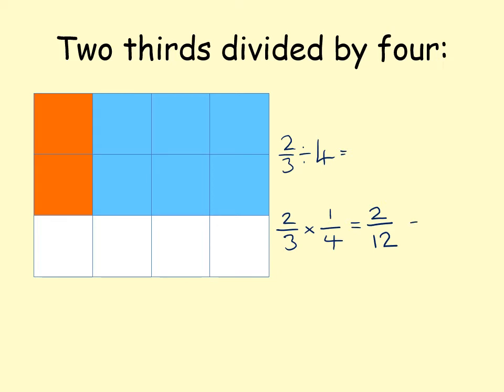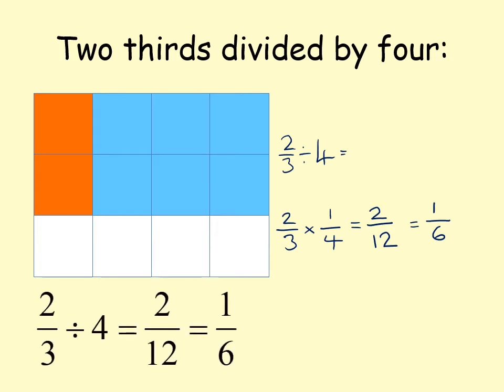But of course, remember our success criteria at the beginning of the lesson. We need to simplify. What's the common factor between 2 and 12? Well, that would be 2, wouldn't it? How many times does 2 go into 2? Once. How many times does 2 go into 12? 6 times. So it'd be 1/6. We would write that as 2/3 divided by 4 equals 2/12, which is the same as 1/6.